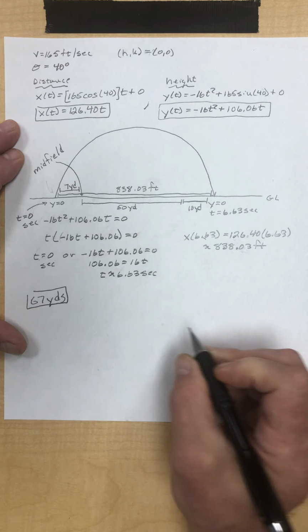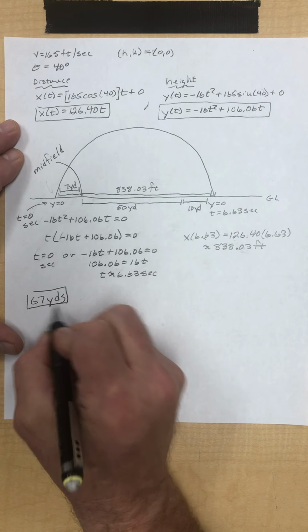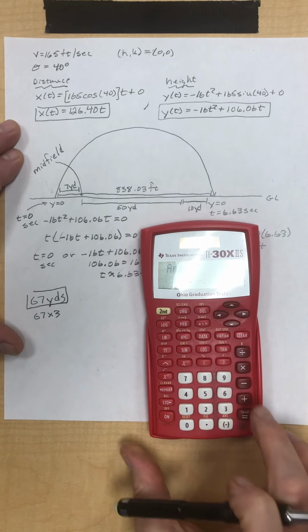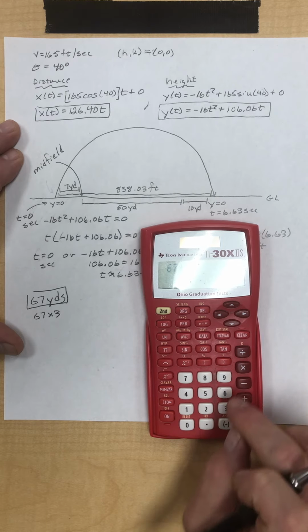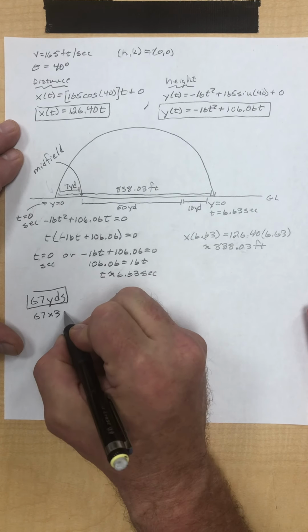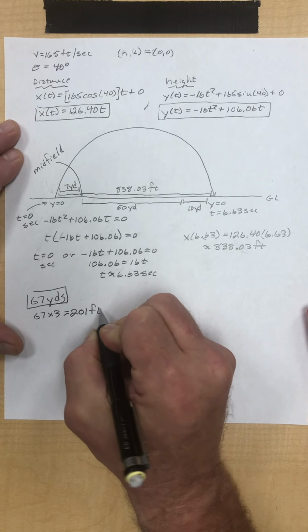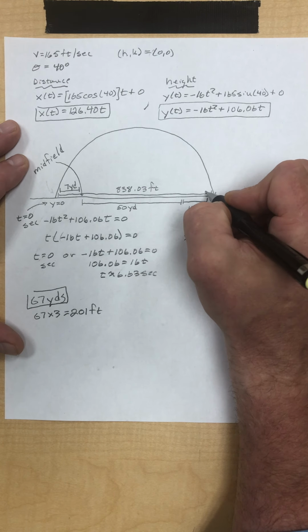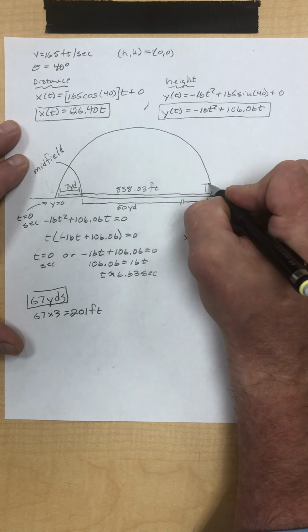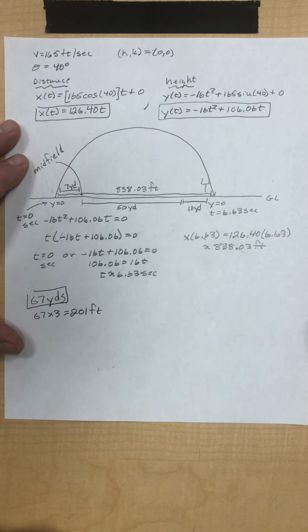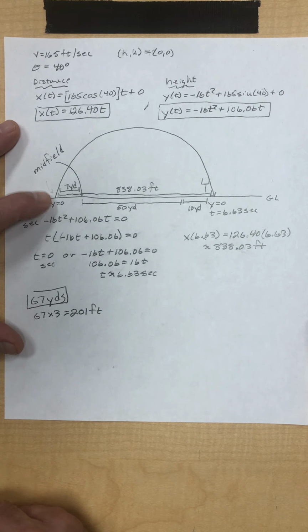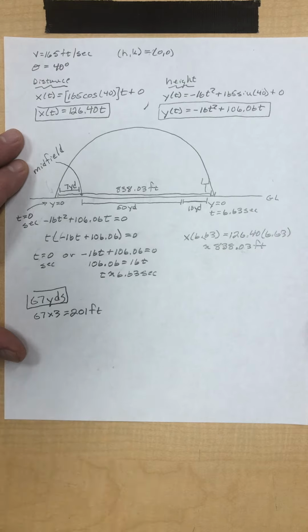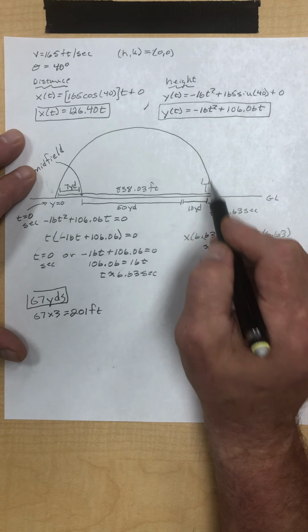But notice we're in feet here. So we convert from yards to feet. So we go 67 times 3, which is 201 feet. So we know that goal post here is 201 feet from the point of where he kicks the ball. So clearly, if the ball travels 838.03 feet, it's long enough, but is it high enough?